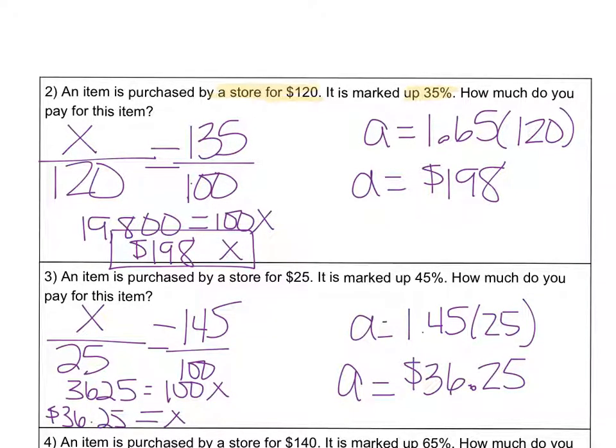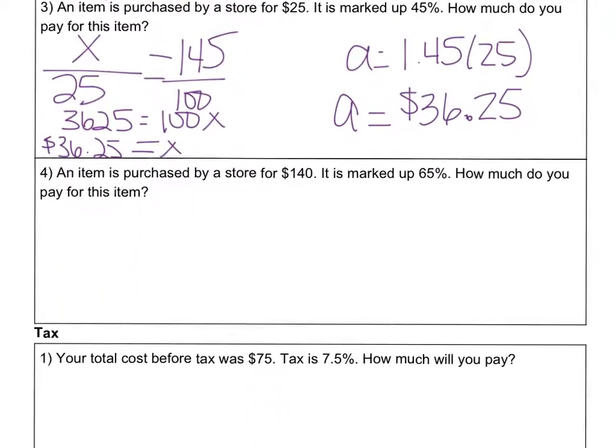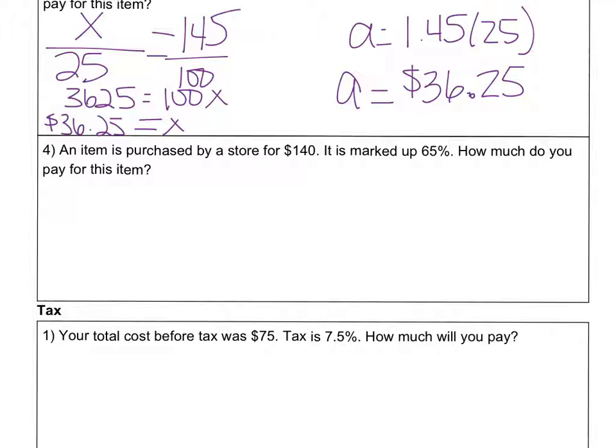So what I got was $36.25. I'm hoping that you got the same thing. And you can look at either one, the proportion or the equation. I still got the same answer. All right, so let's try to do the same thing for number 4. Go ahead and work on that problem, and we can check it together.